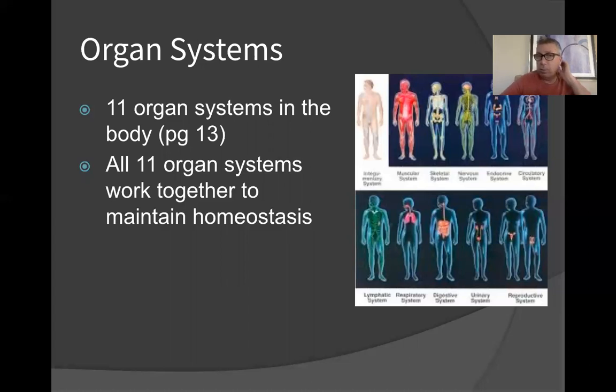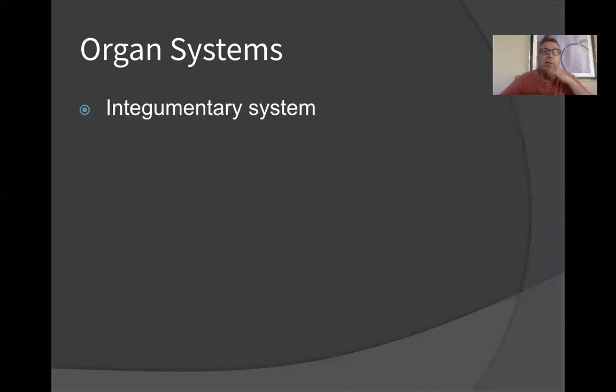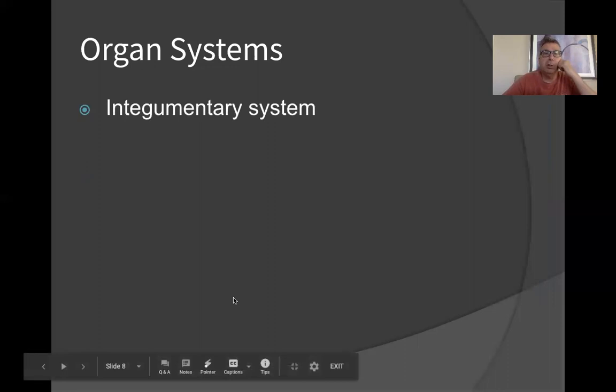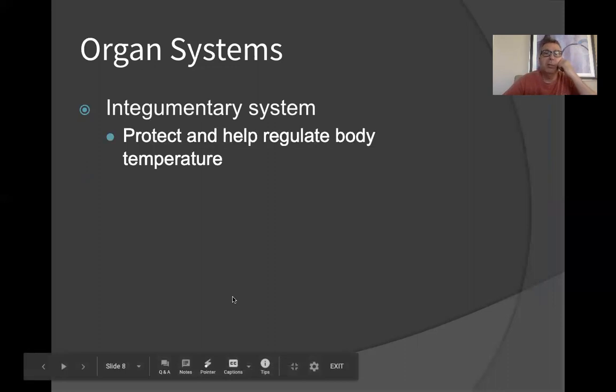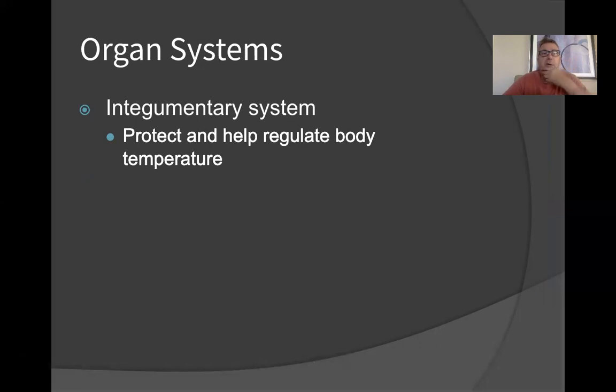But remember the whole thing, we're going to talk about homeostasis, and that's the ability to maintain a stable internal environment. So all our 11 organ systems work together to maintain homeostasis of the body so we can survive. All right, so we're going to start with the integumentary system, mostly the skin. So that's what we refer to it as. Its main function is to protect and help regulate body temperature.